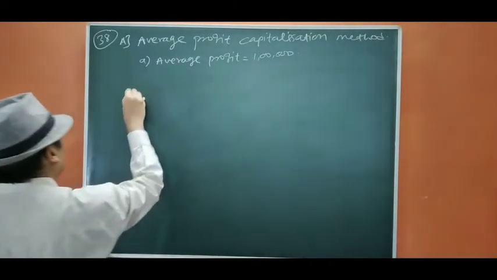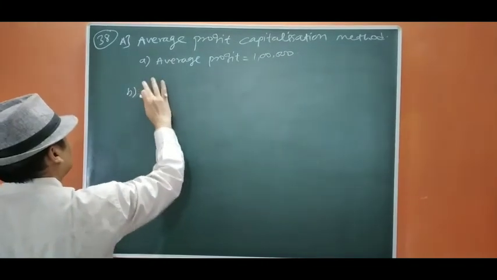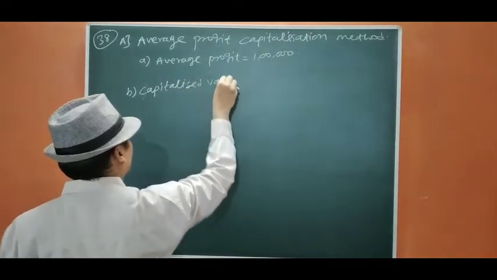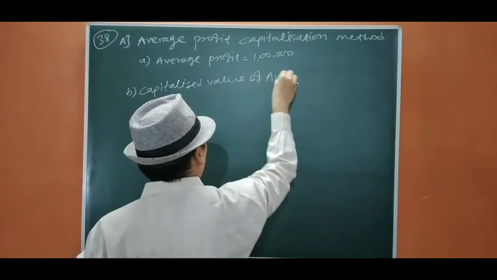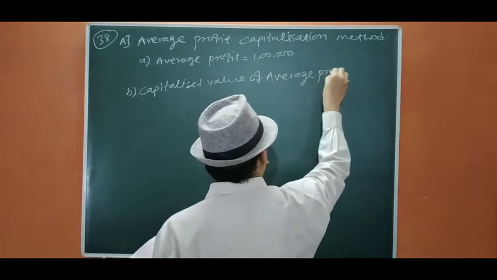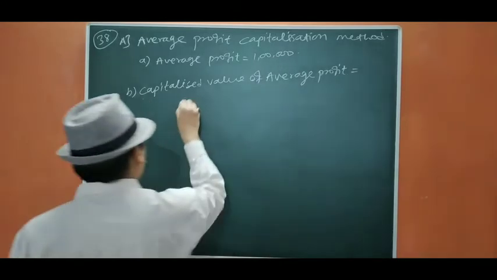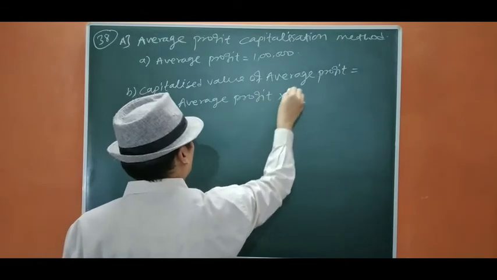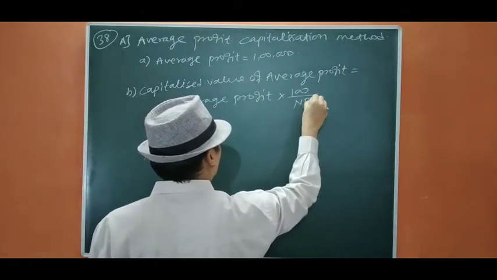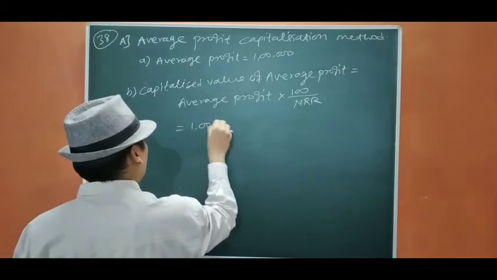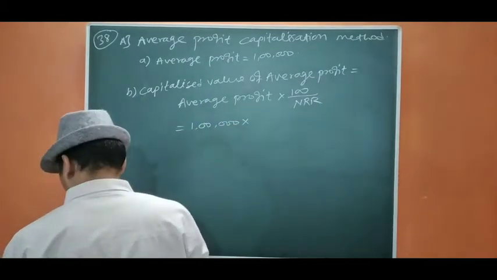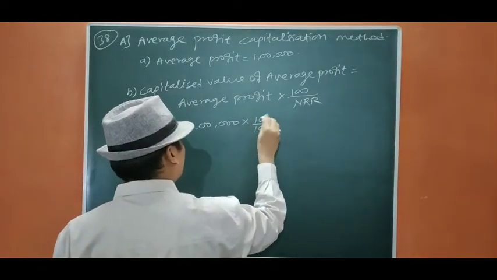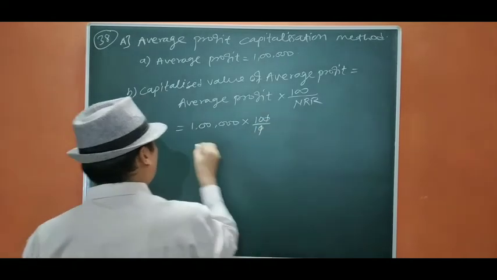Okay. Now B, we are going to capitalize this. Capitalized value of average profit equals to average profit into 100 upon NRR. So it will be 1 lakh into the rate given to us is 10%. So 10 by 100, or sorry, 100 by 10. So it will be 10 lakh.